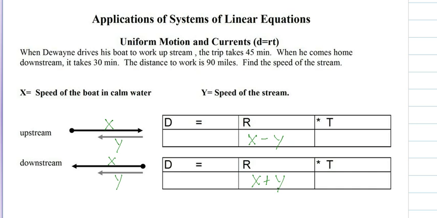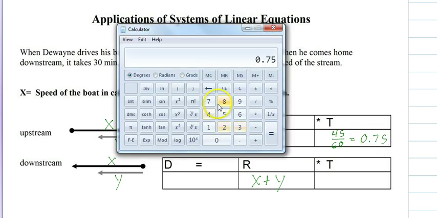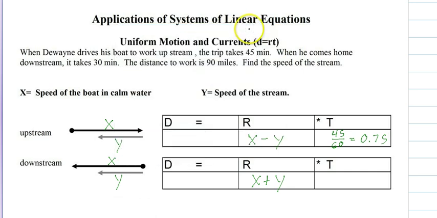Now all we have to do is go through the word problem and find out the distance traveled in each situation and the time traveled in each situation. So, when Dwayne drives his boat to work upstream, the trip takes 45 minutes. Now with rates, we want miles per hour, not miles per minute. So that 45 minutes would have to be divided by 60 to give us 0.75. And there you go, 0.75.